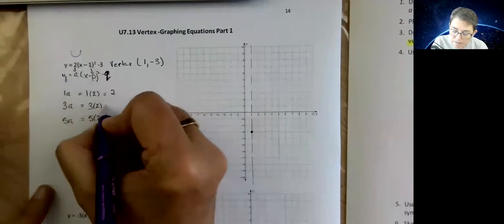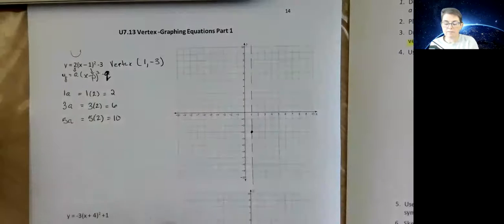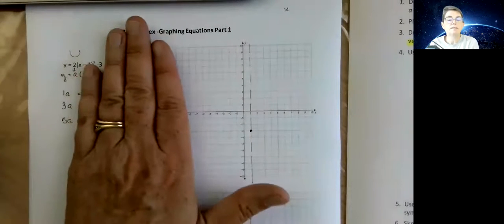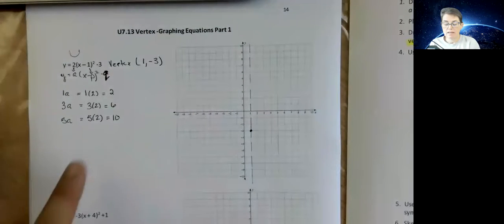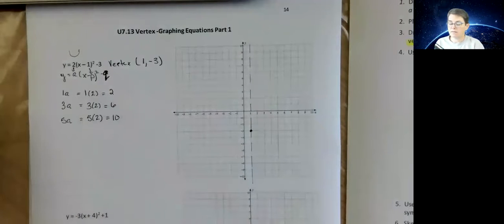That's going to be 2 and 6 and 10. So like I said, this part is the same in every single question. And then you put in your specific value of A from here, and you calculate those out.